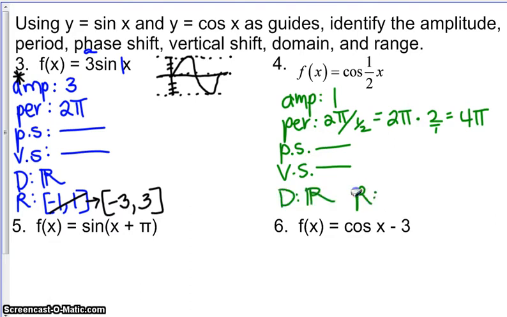Our range is going to be affected by both the amplitude and the vertical shift. Since our amplitude is 1 this time, that makes our range stay from -1 to +1.